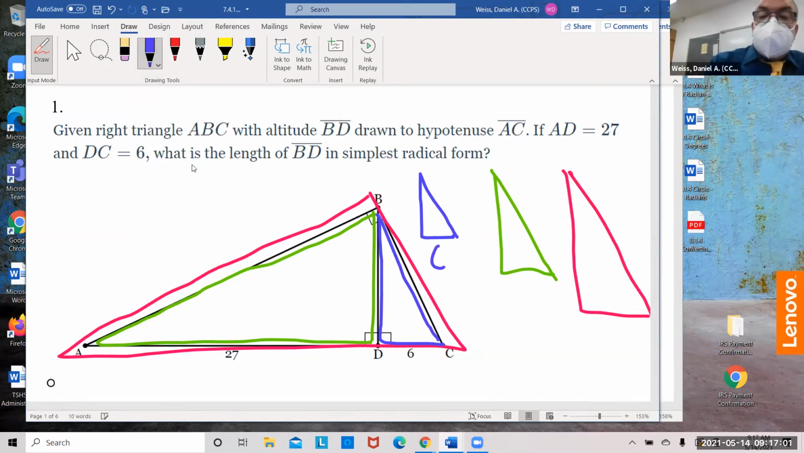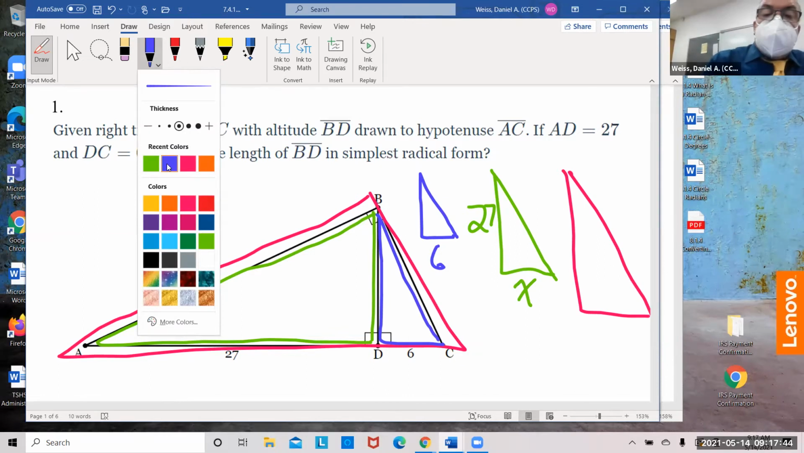Okay, so here, if this is 6 here, and this here is 27. Do you see how I got that? Please stop me and ask me questions if you don't see what I've done here. I've redrawn the triangles so that you can see them going the same direction now. Okay, so I want to find the length of BD, and that is this length right here. It's also this length right here.